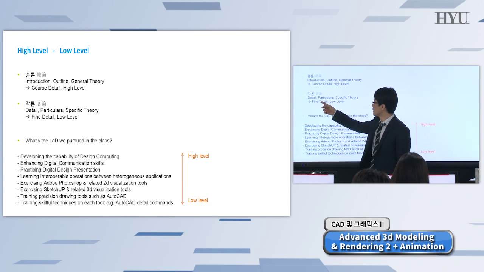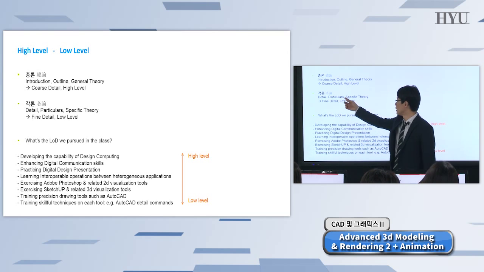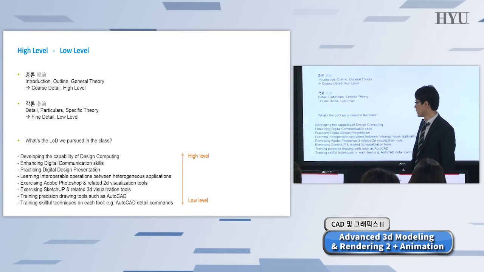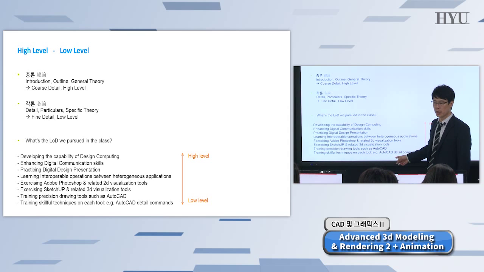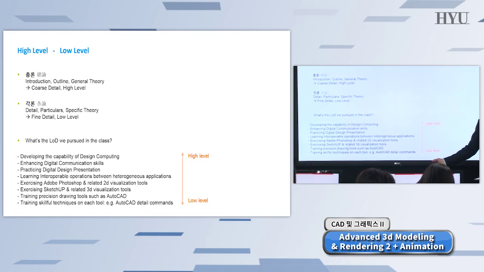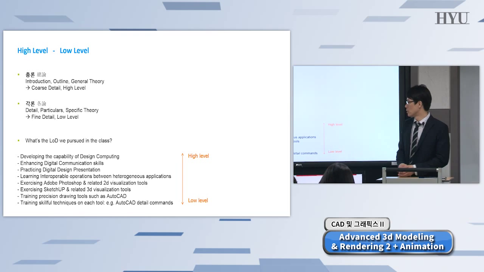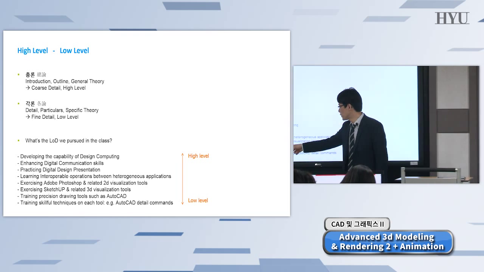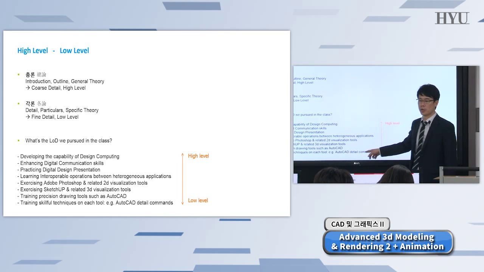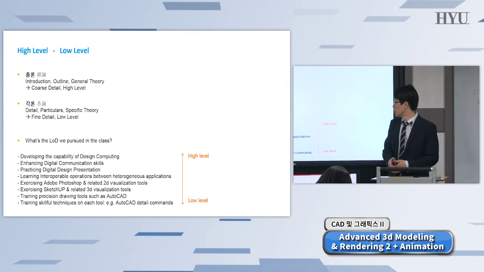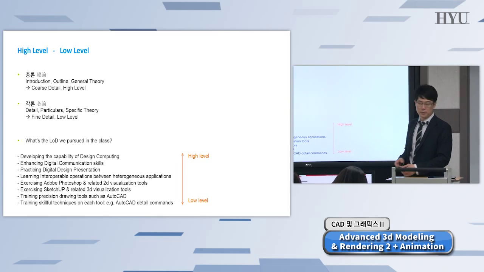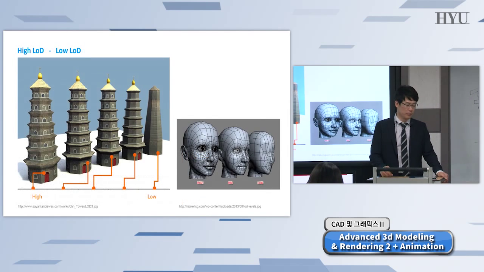They are high-level definitions, high-level phrases. But at the lower level, the detail level, the particular level, some specific theory, you need to train yourself in techniques on AutoCAD, 3D Max, the mental ray renderer, and so on. Training precision drawing tools such as AutoCAD, SketchUp, Rhino, and so on. So that's the difference between high level versus lower level.